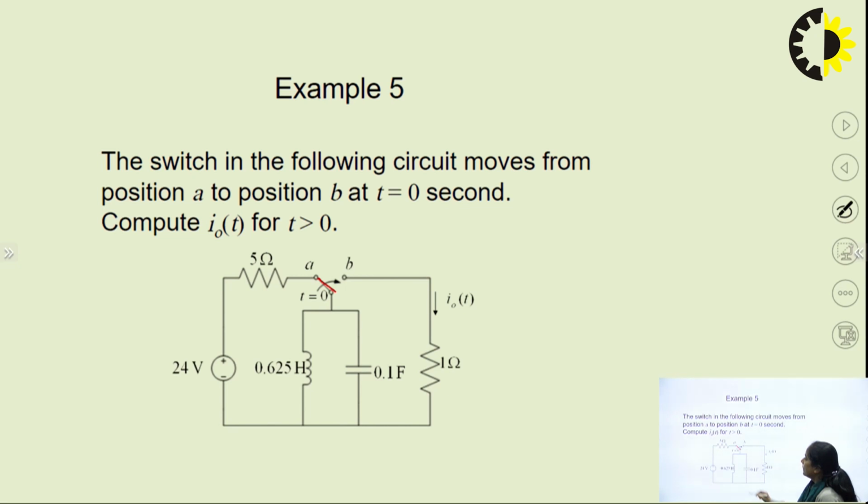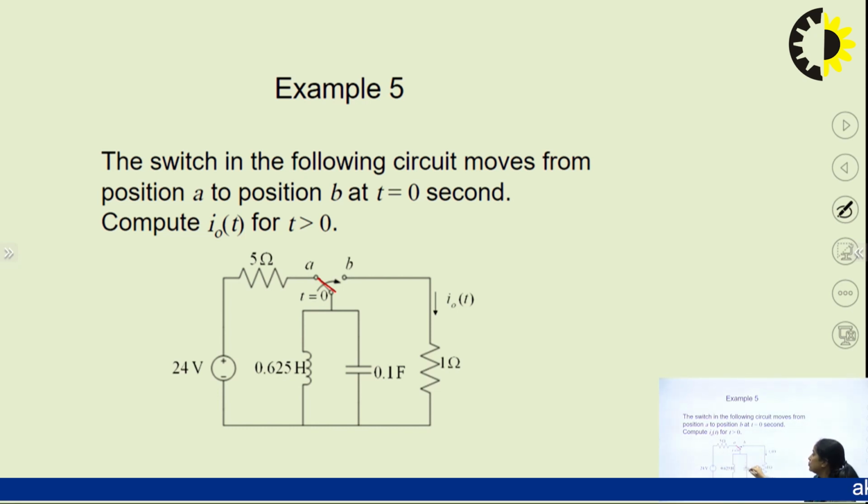Now see, a 24 volt source is connected with 5 ohm, and the inductor and capacitor are there in parallel. When the switch is moved from A to B, the source will be disconnected and these two will be connected with this part. So calculate I naught t.